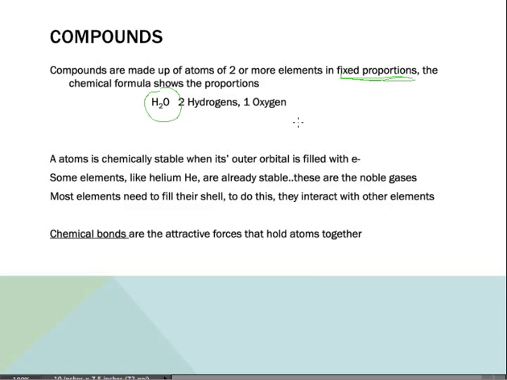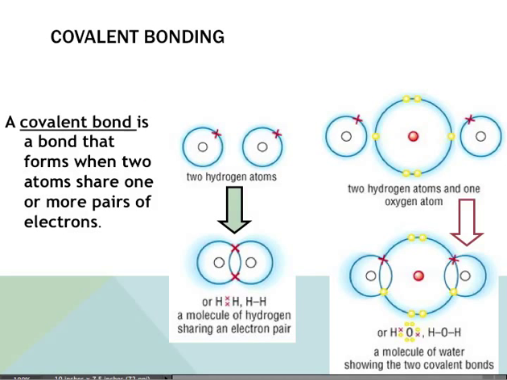So to do that, they interact with other elements. Chemical bonds are the attractive forces that hold them together. So if they interact, they need to have a chemical bond to hold them together. There's 2 types, technically, of bonding: covalent and ionic. We're going to do covalent first.